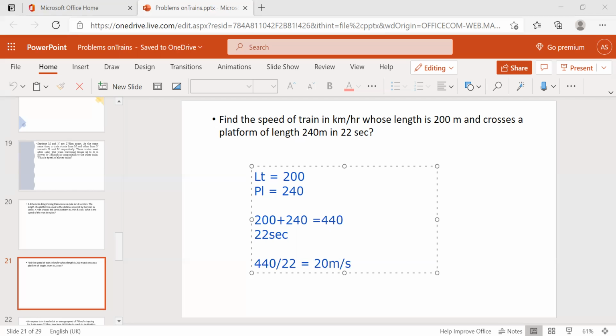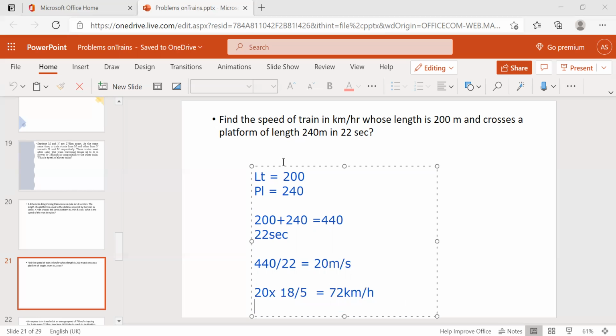You should know whether we are converting to meter per second or kilometer per hour. It's very important. And they're asking for the speed in kilometers per hour. So how are we going to convert meters per second into kilometers per hour? Multiply by 18 by 5. 5 fours are 20, so 4 into 18 is 72. 72 kilometers per hour.